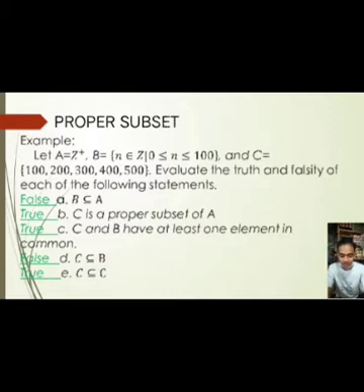0 is less than n less than 1, and C equal to the set 100, 200, 300, 400, 500. Evaluate the truth or falsity of each of the following statements. B is a subset of A. C is a proper subset of A. C and B have at least one element in common. C is a subset of B. C is a subset of C.